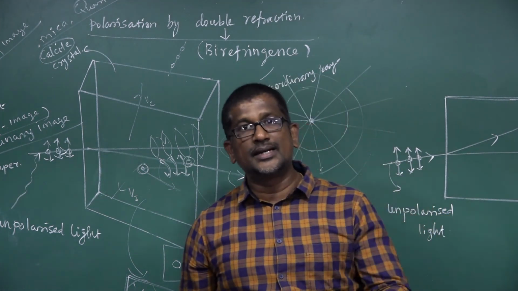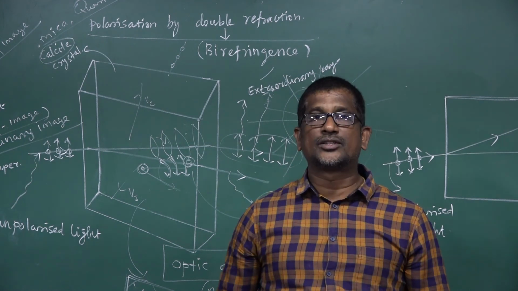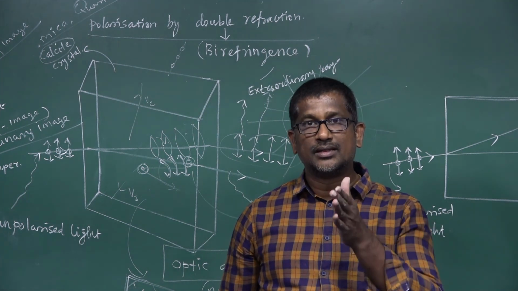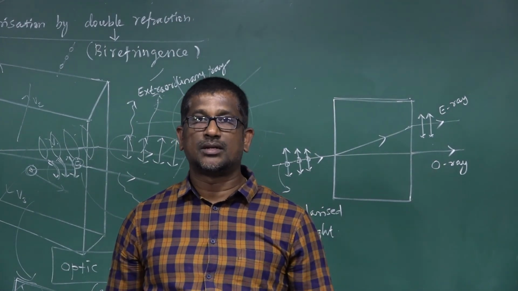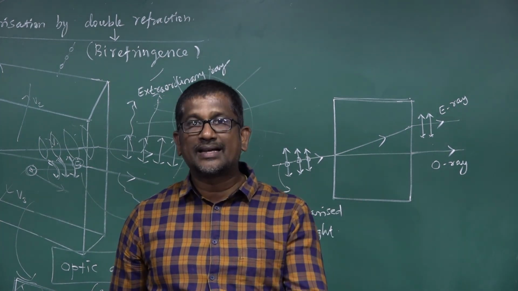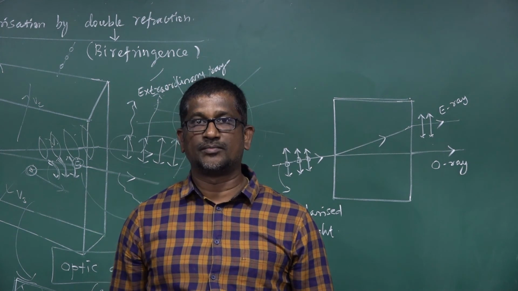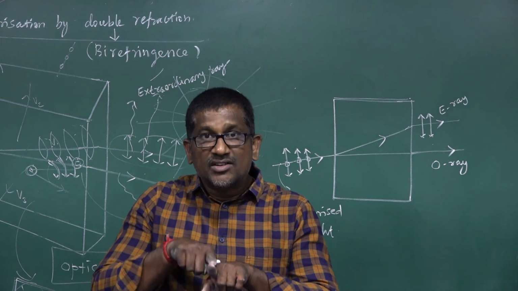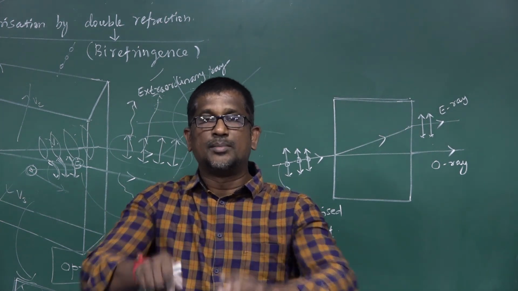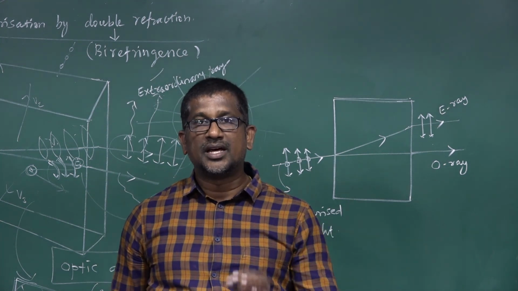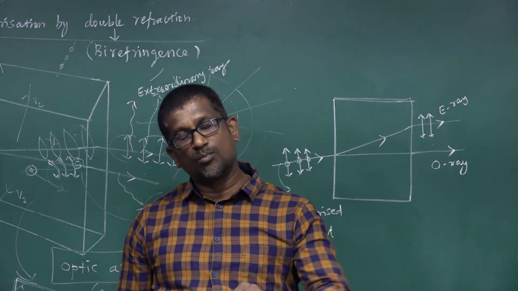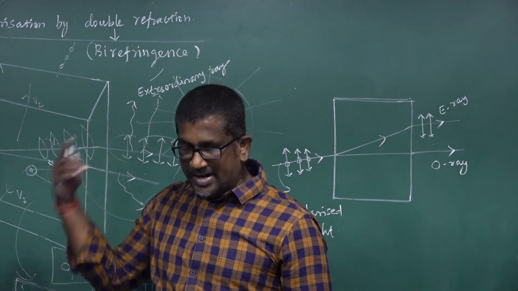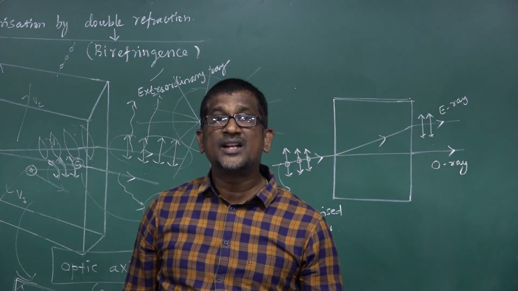And next, inside the double refracting crystal, in one particular direction, both the ordinary ray and the extraordinary ray travel with the same velocity. Okay, that direction is called the optic axis of the crystal. Along the optic axis of the crystal, there is no double refraction, because both the ordinary ray and the extraordinary ray travel with the same velocity. Along this direction, the refractive index of the crystal is the same for both the ordinary ray and the extraordinary ray.